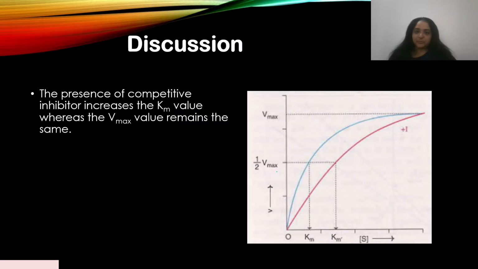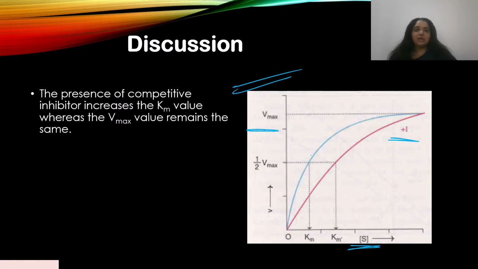Okay, so if you have gone through NCERT, you should be familiar with this graph on the right over here. What we see is the blue line is the Michaelis-Menten equation graph, which represents enzyme activity versus the concentration of the substrate. And the red line over here represents the inhibitor.